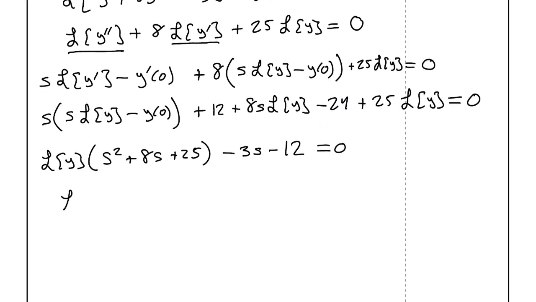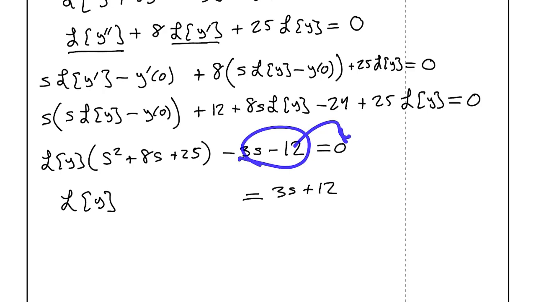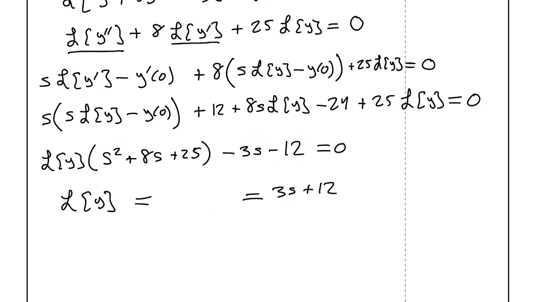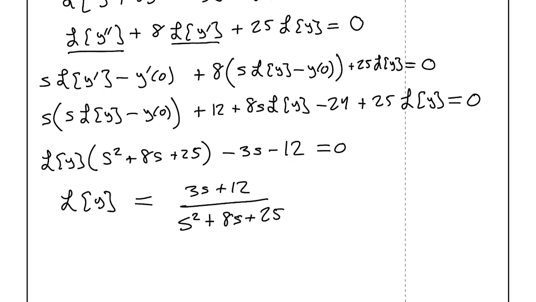And therefore, we have L of y. Right-hand side will be adding 3s plus 12. And then we can add this to the right-hand side, and then we can divide this underneath it. So that's 3s plus 12 divided by s squared plus 8s plus 25.